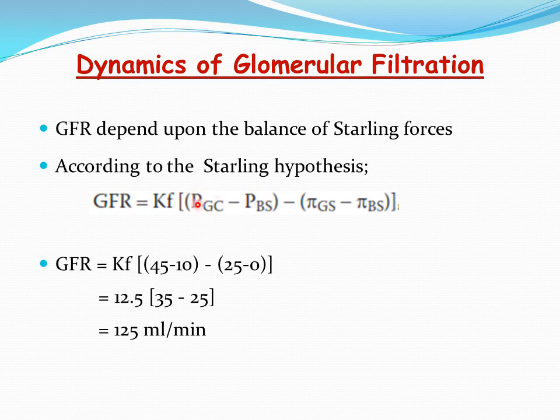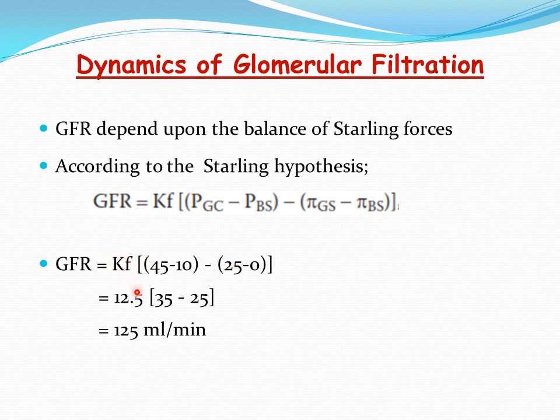Then this PGC: P stands for hydrostatic pressure and GC stands for glomerular capillary, so this is the hydrostatic pressure of the glomerular capillary. PBS is the hydrostatic pressure of the Bowman space. Pi stands for the oncotic pressure, the plasma colloid osmotic pressure, of the glomerular capillary and of the Bowman's space. These Starling's forces present across the glomerular capillary and the Bowman space will determine the GFR.